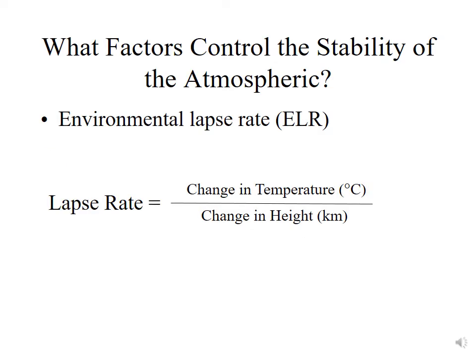So what factors control the stability of the atmosphere? It's one thing and one thing only, and it's the environmental lapse rate. The environmental lapse rate, recall, is defined as minus the change in temperature divided by the change in height. And we usually do this in terms of degrees Celsius per kilometer.